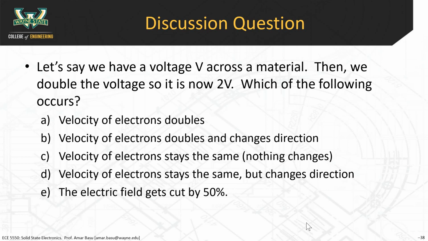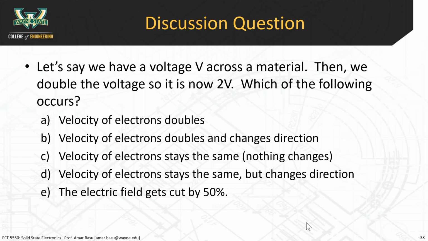The electric field gets cut by 50%? No. What happens to the electric field? It doubles. Correct. So we're all on the same page there. Let me add another question. If we double the voltage, what happens to the current? If the resistance is constant, it doubles. The current doubles.